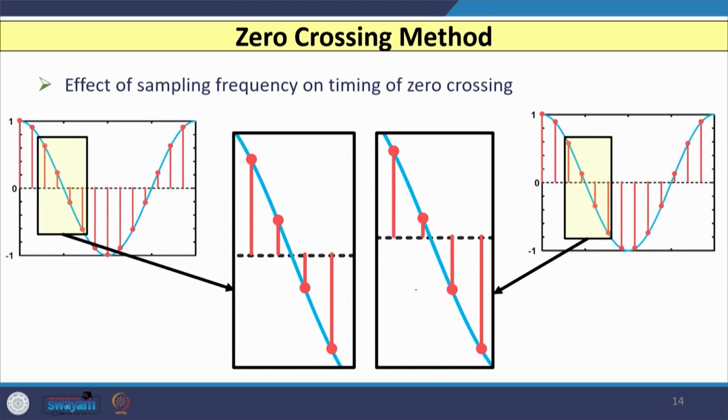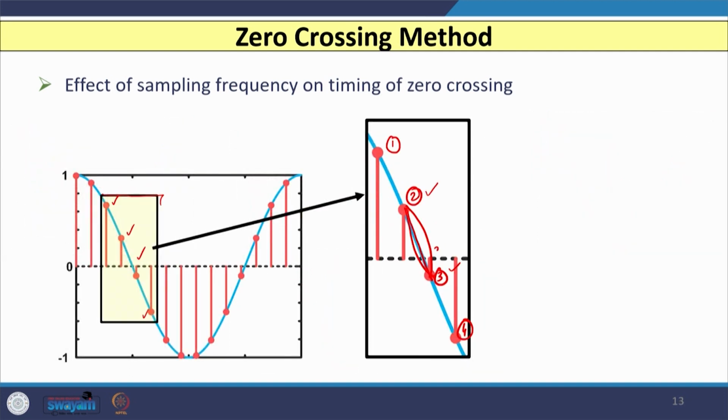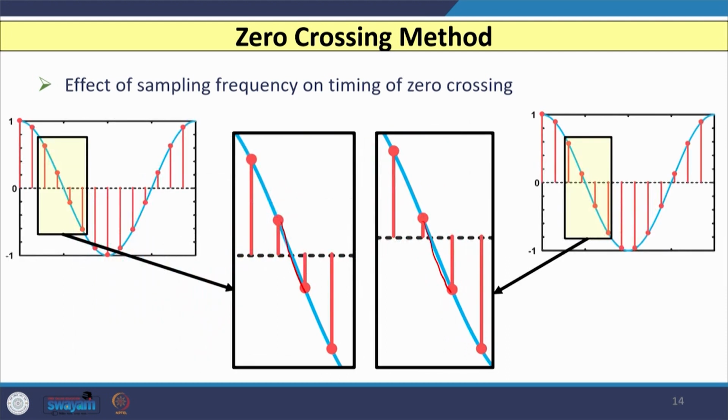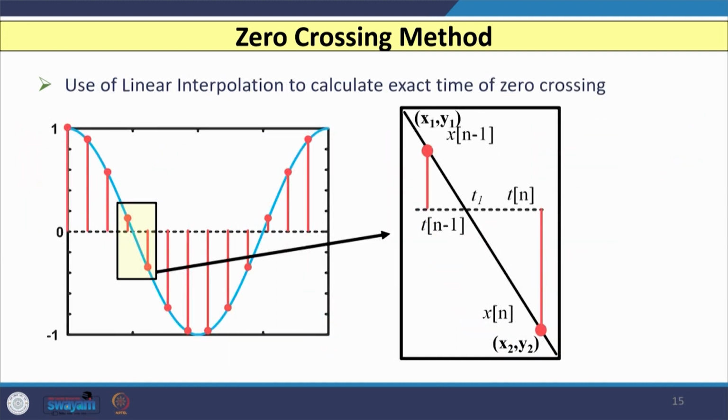So, if I consider the other cases, you can see, right. So, zero crossing can be possible either directly, linearly, or maybe like this. So, the exact timing of zero crossing plays an important role, and that we need to calculate. So, let us see how we can calculate this. This can be calculated using linear interpolation. Now, let us see how we can calculate this using linear interpolation.